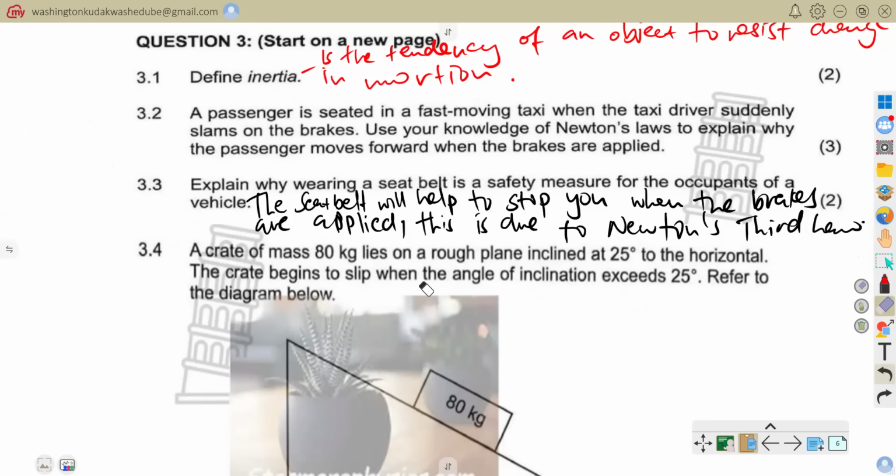So the seat belt helps to stop you when the brakes are applied. It helps to create a net resultant force of zero so that you can stop moving. Or else it helps to balance the force that you would be applying when you are moving forward.